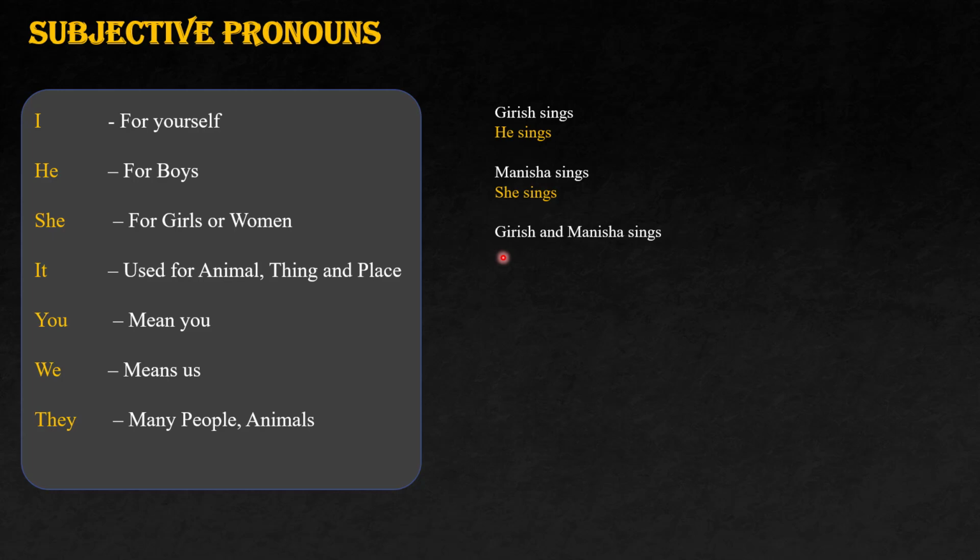Now here, Girish and Manisha sing. What becomes here? There are more than two members included in this particular sentence. We can add they. Here, many people, it becomes they sing. And when it comes to he, she, it's S for these things. When it comes to they, it becomes sing.